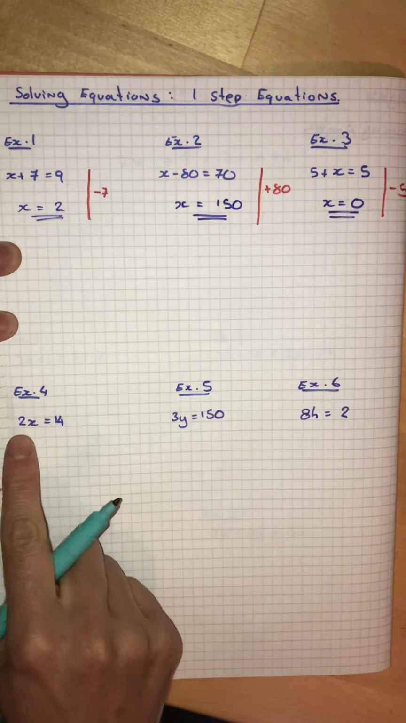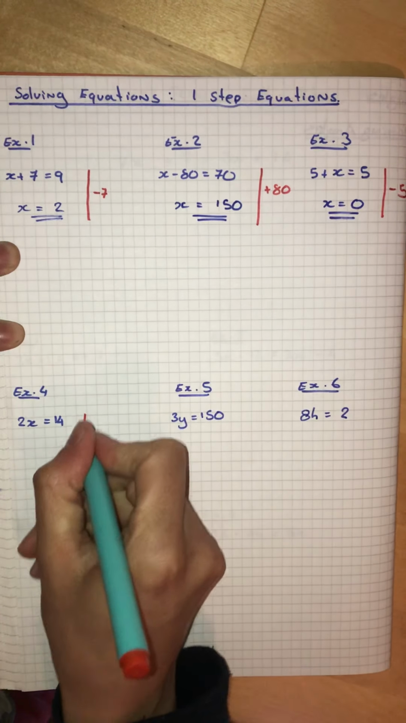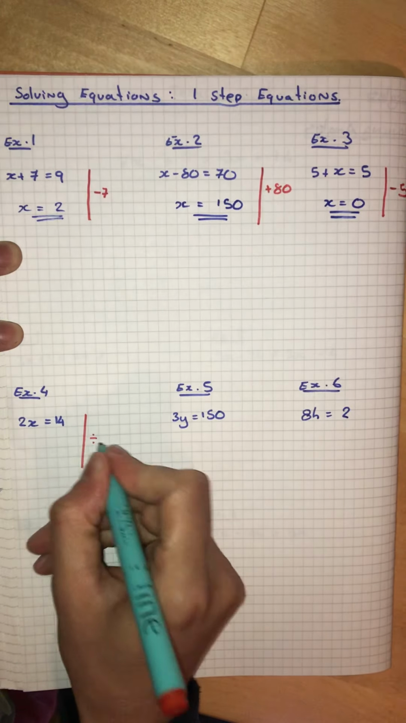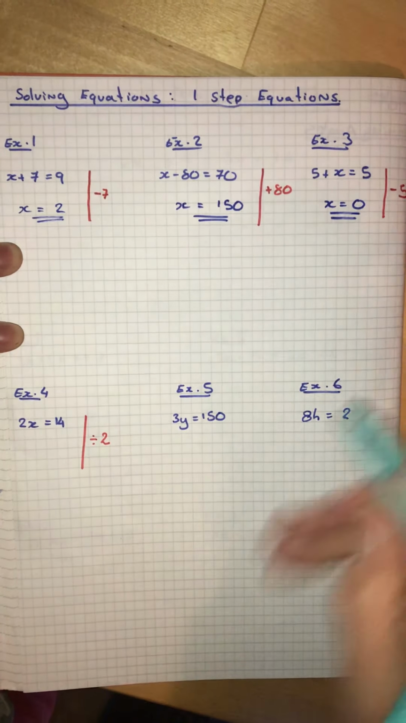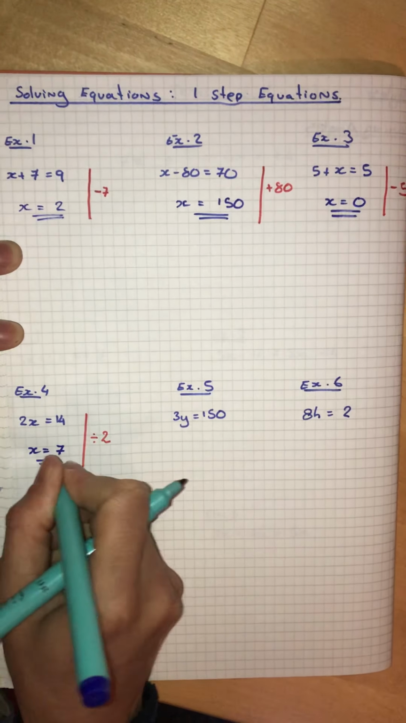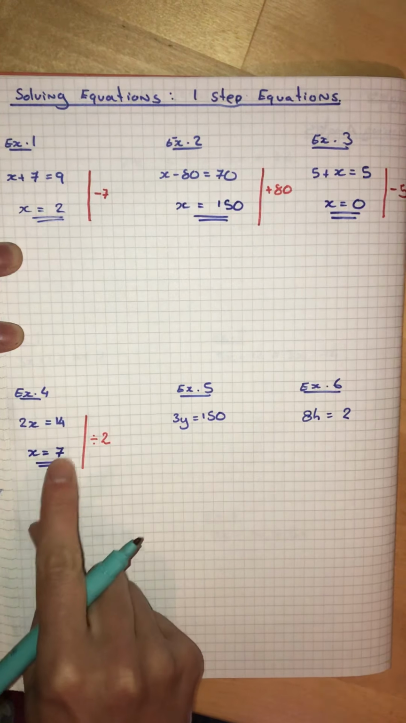Okay, slightly different for these three. 2x equals 14. So if 2 times x equals 14, to get x on its own, we just divide by 2. Giving us x equals 7. We're doing 2x divided by 2, which gives us x, and 14 divided by 2, which is 7.